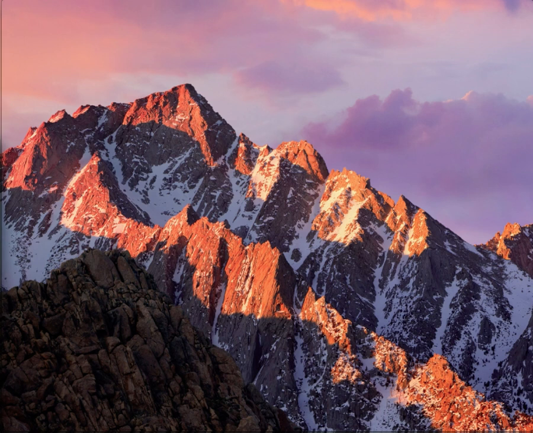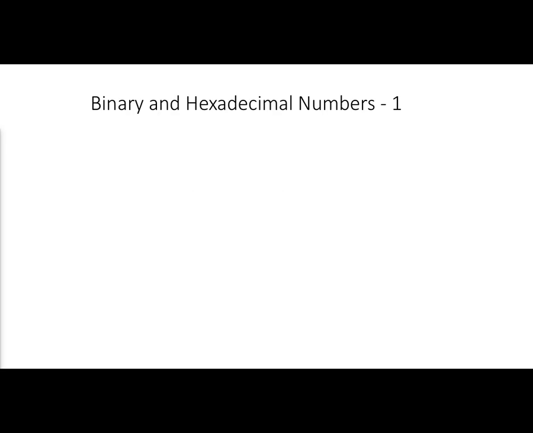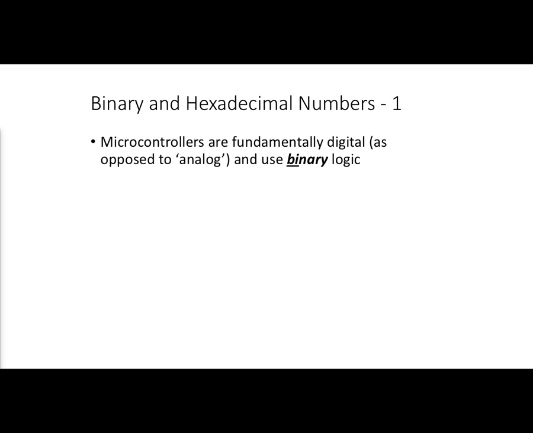Hi everybody. What I wanted to do here was give you a brief rundown of hexadecimal and decimal and binary and the area of Arduino programming. I call this little lecture The Role of Radix, where Radix refers to the base of the numbering system that you're using for the programming. What we find is that binary numbers and hexadecimal numbers are typically used in microcontroller programming. Sometimes we see octal being used, but it's quite rare nowadays.